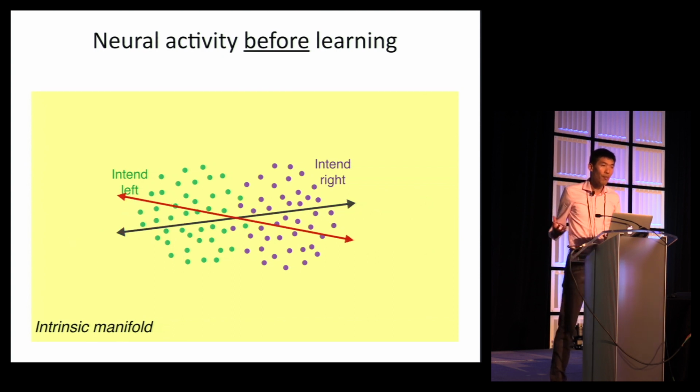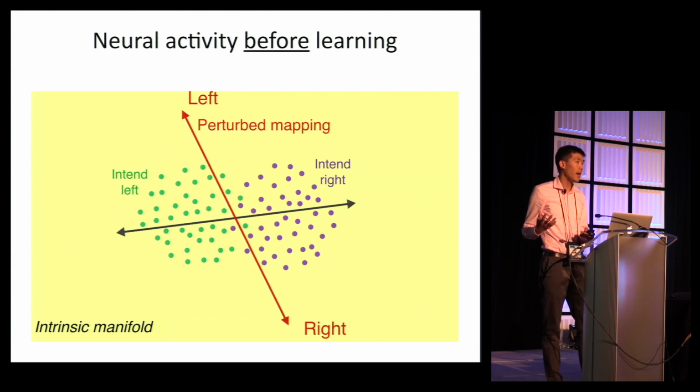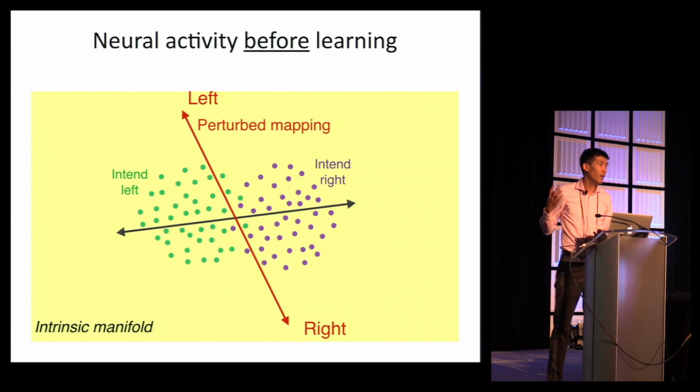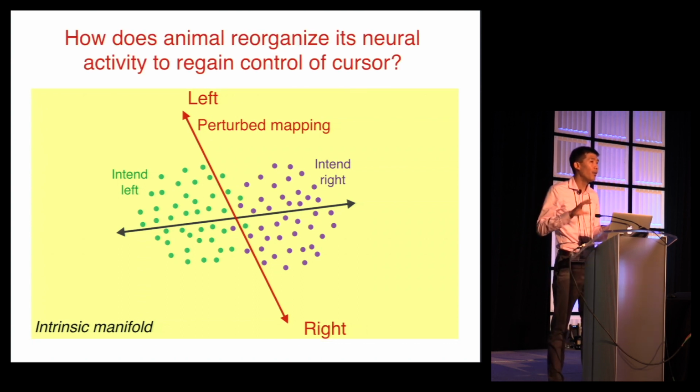Now we switch the mapping, and these neural activity patterns are not going to work as well for controlling this perturbed mapping. So our key question here is, how does the neural population activity reorganize within the intrinsic manifold during learning?